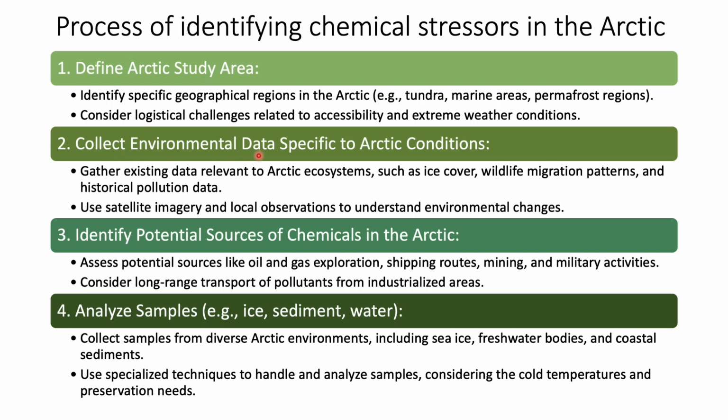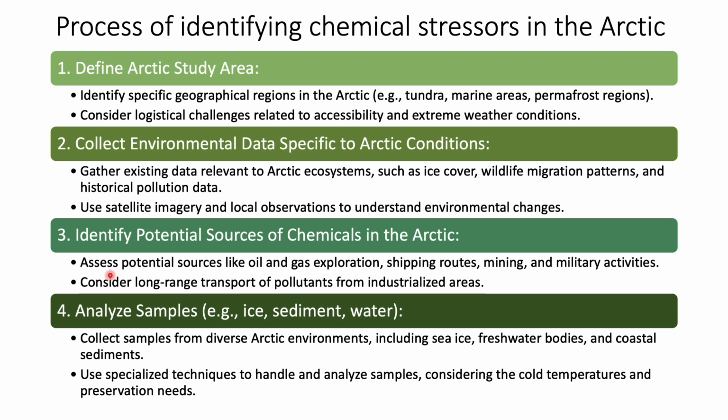The second step is to collect environmental data specific to Arctic conditions. We gather existing data relevant to Arctic ecosystems, like ice cover, wildlife migration patterns and historical pollution data. But how do we do that? We can use satellite imagery and local observation to understand the environmental changes that are happening. Then we identify the potential sources of chemicals in the Arctic.